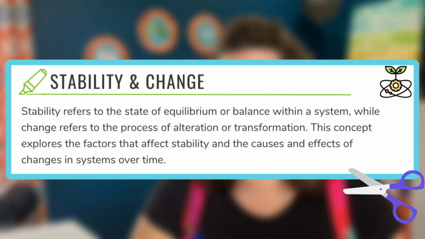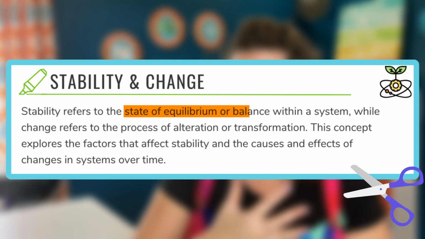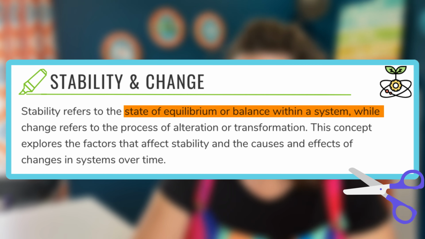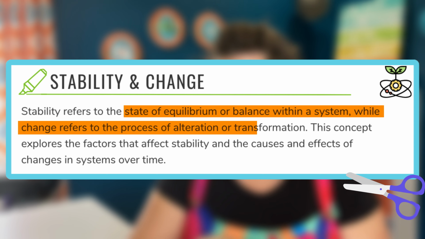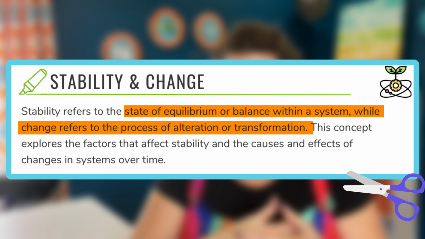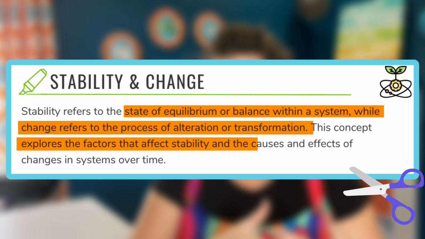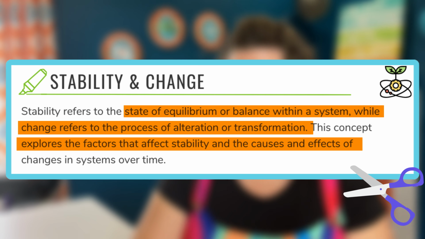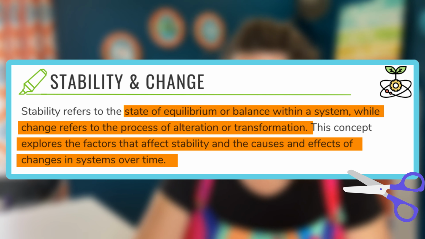We've already explored cause and effect, and both of those things kind of play in here. Stability refers to the state of equilibrium or balance within a system, and change refers to the process of transformation. So this concept explores the factors that affect stability and the causes and effects of changes in systems over time.